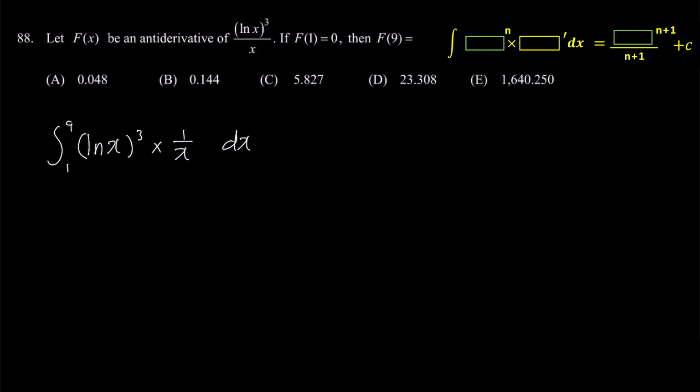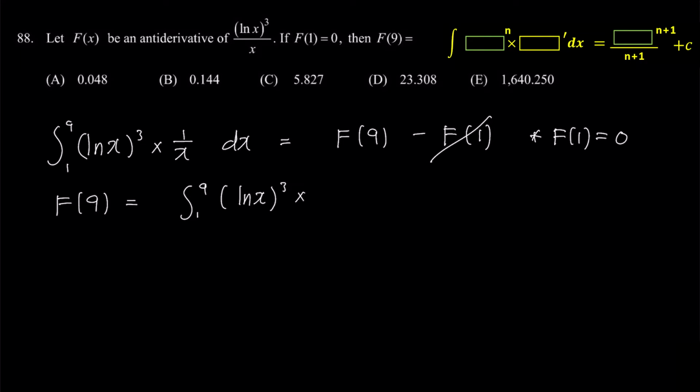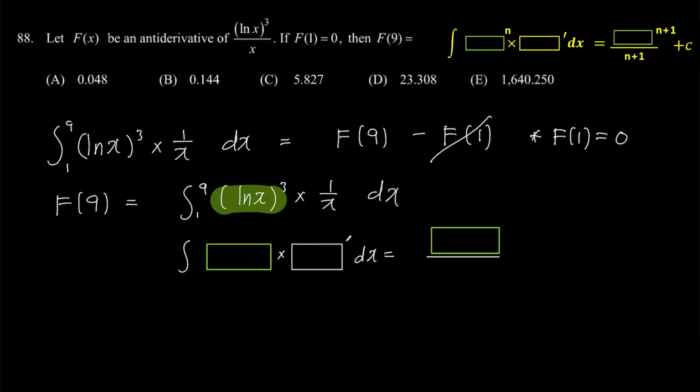As always, we'll rearrange the order of terms to apply the box rule. The value of this integral is f of 9 minus f of 1, where the problem states that f of 1 is 0. So we need to evaluate the integral to find f of 9. We'll use the box rule, putting ln x in the green box and setting the exponent to 3, and putting its derivative of 1/x in the box prime. This problem has a great shape for using the box rule.